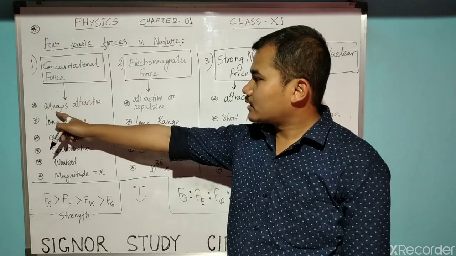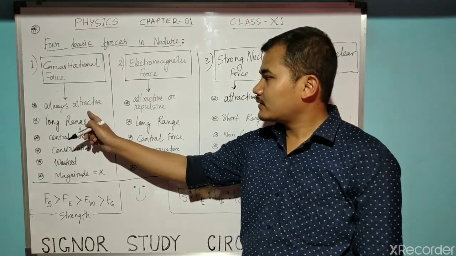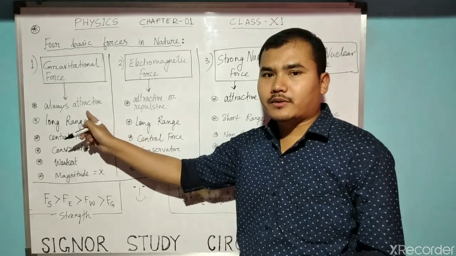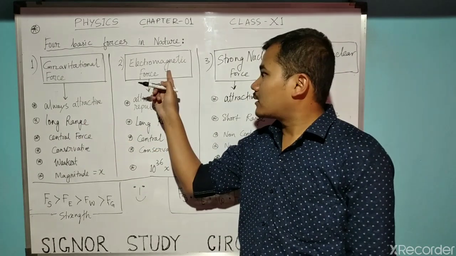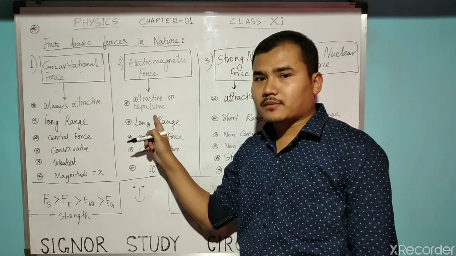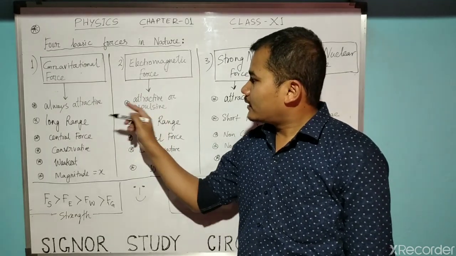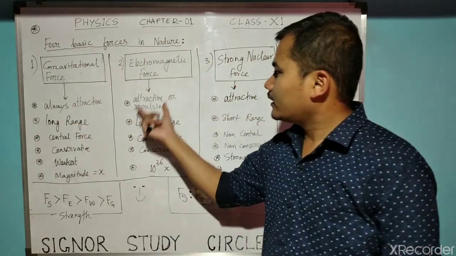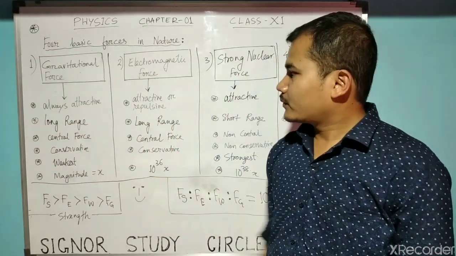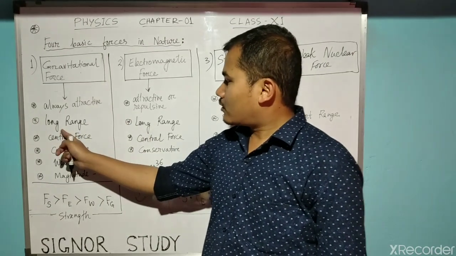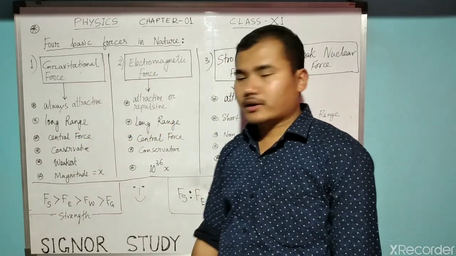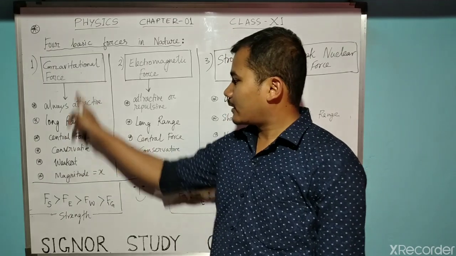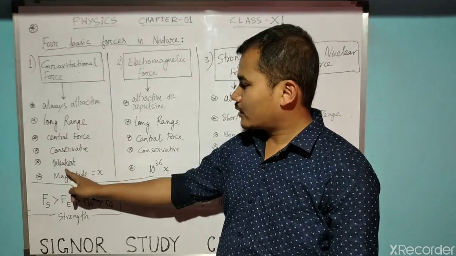First, gravitational force: it is always attractive, meaning there will not be any repulsive gravitational force. But electromagnetic force is sometimes attractive and sometimes repulsive. So you will study the differences this way. Here only attractive, but here attractive also, repulsive also. Again, gravitational force is long range, electromagnetic is also long range. Gravitational force is also a central force, then a conservative force, and it is the weakest.